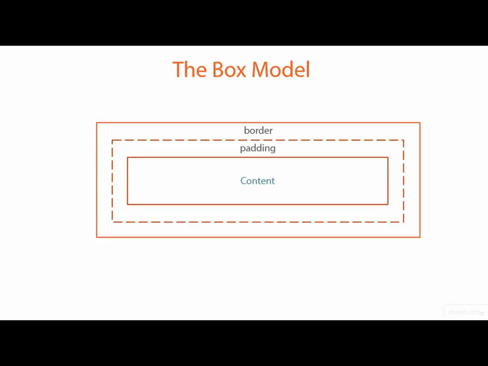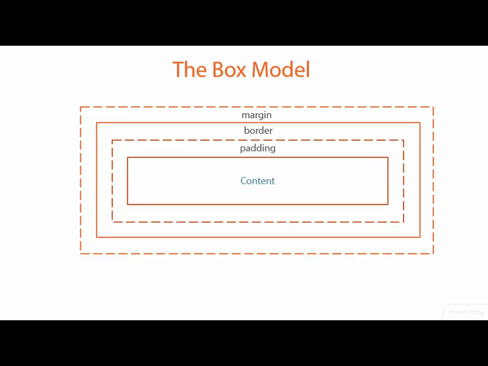So you could specify that a dotted line or a solid line could be around the content, and the padding is in between the border and that content. Then we also have a margin. So outside the border itself, there is room to space out the content.